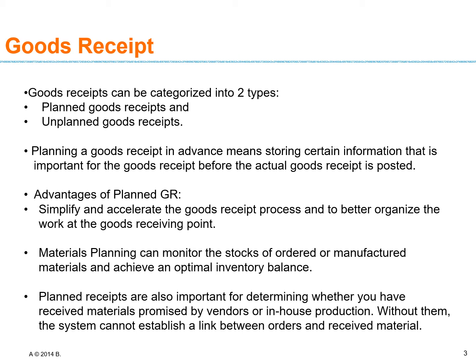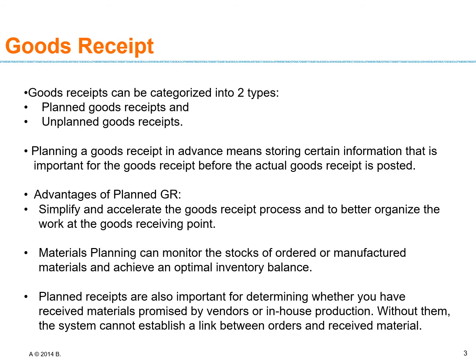Now it can be categorized into two types. First is the planned goods receipt and then the unplanned goods receipt. Planned goods receipts are those goods whose arrival has already been informed to the party, right?